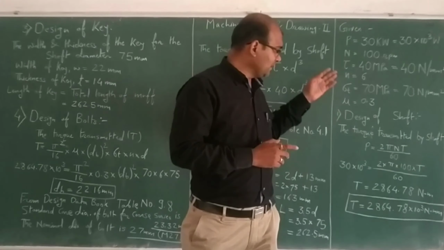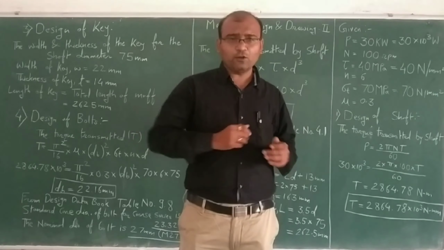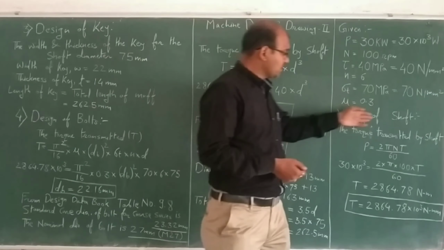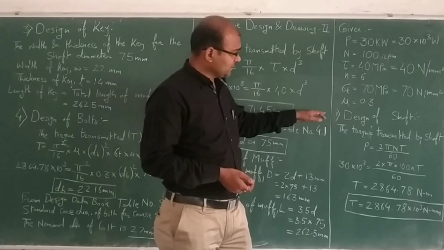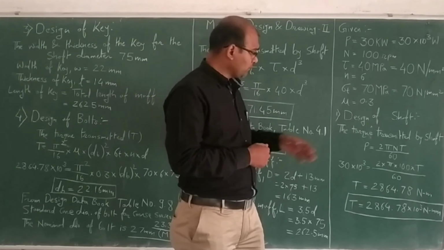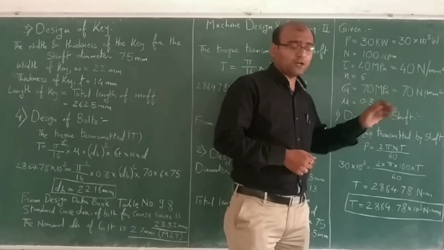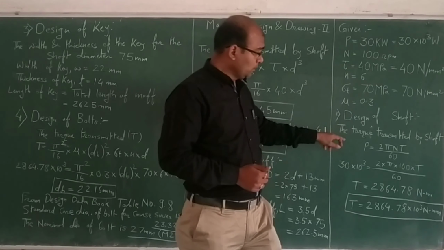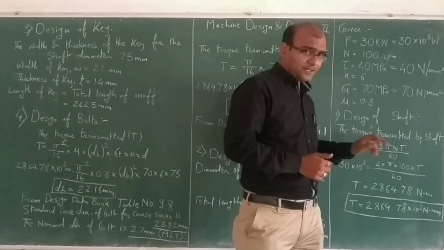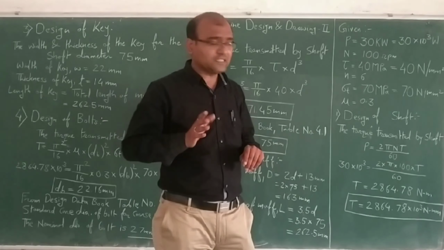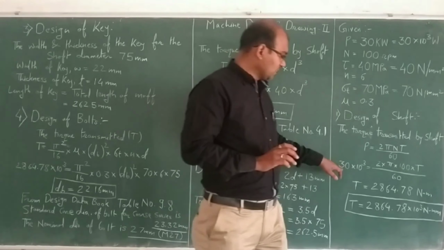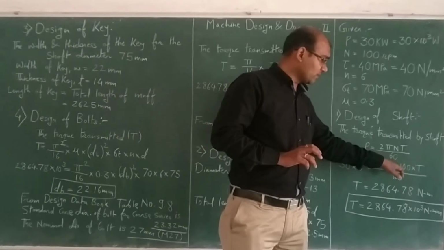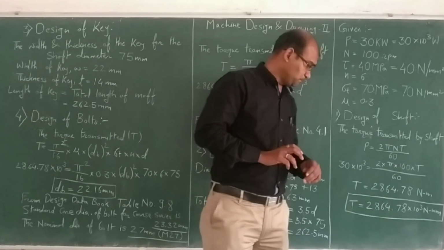Now we can see step by step the design of clamp coupling. First is the design of shaft. For the design of shaft, first the torque transmitted by the shaft. P is already given. So P equal to 2 pi N T by 60. Therefore 30 into 10 power 3 equal to 2 into pi into 100 into T upon 60.